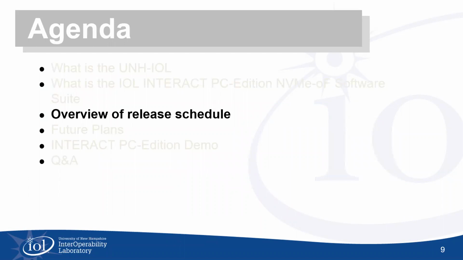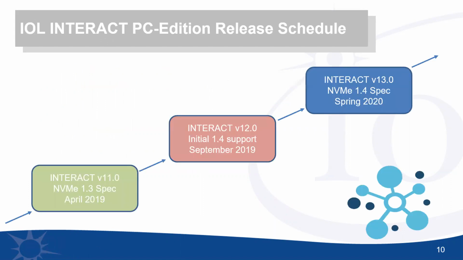Okay, so with that said, that's kind of what the Interact NVMe-oF software package is, and what it's based upon. And now I'd just like to go over the release schedule that we have. Right now, we are in release 11.0. That's at the bottom of the screen. We had the Plugfest back in June and July of this year, 2019, where we actually have been testing that out, and it primarily deals with the 1.3 specification of NVMe coming out of NVMe.org.